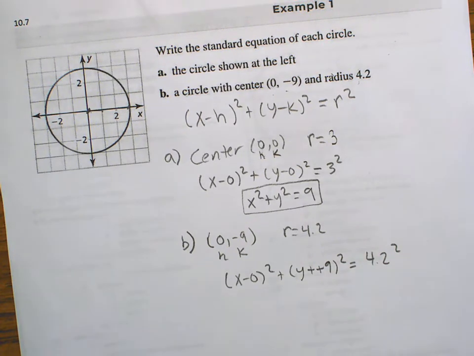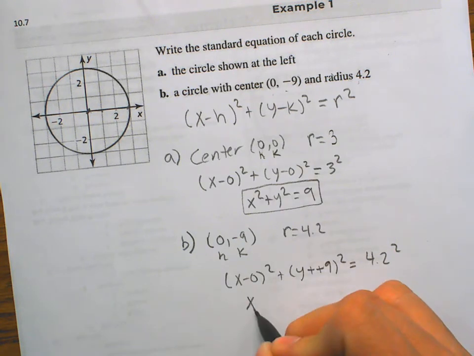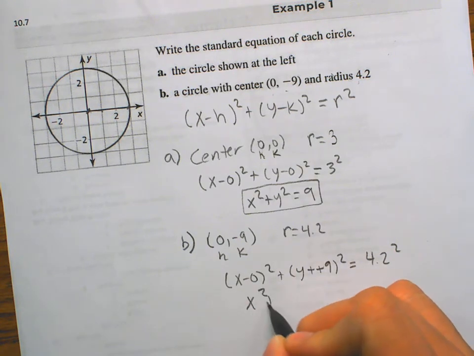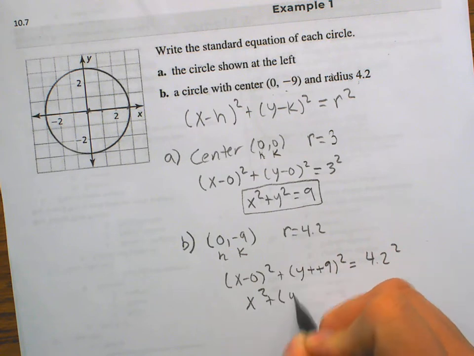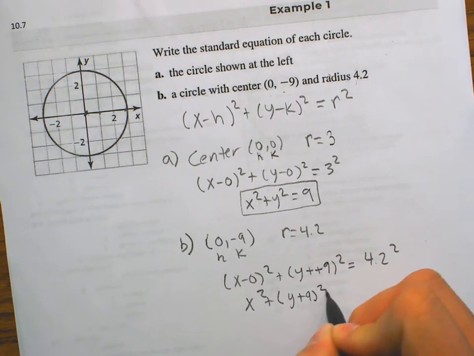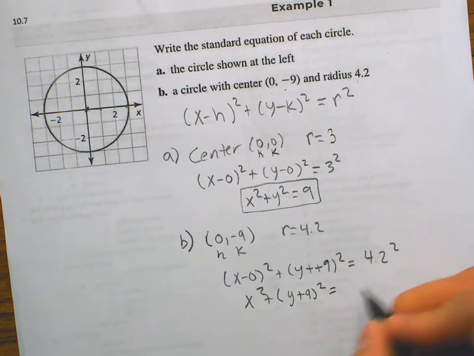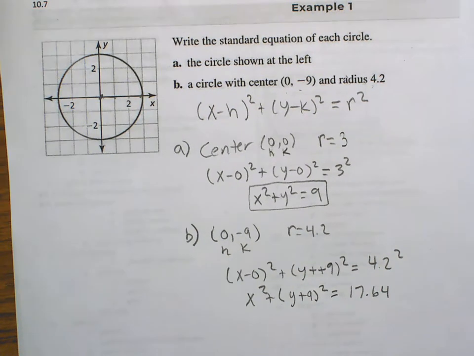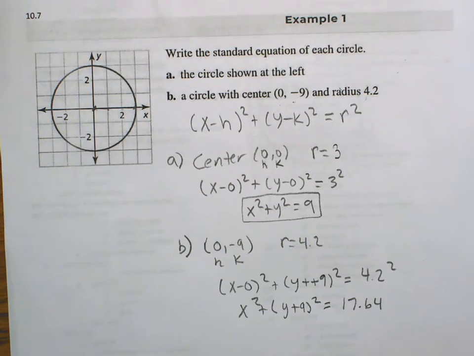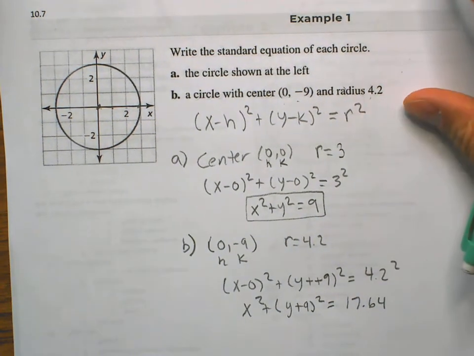When simplifying this, we need to take a look at what that decimal is going to be. So that's x squared plus (y plus 9) quantity squared, we're going to leave this as is, equals, and 4.2 quantity squared gives me about 17.64. And that is example number 1. Let's take a look at the next example.